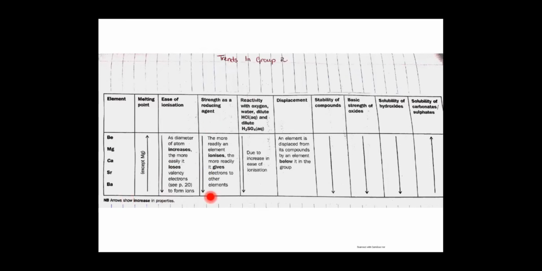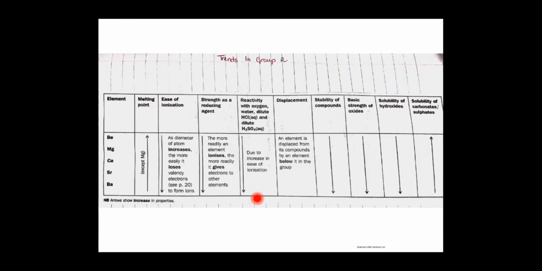Strength as a reducing agent is where it would pull out electrons from another compound or another element. It increases down the group as well, because the easier it is to form an ion, the stronger it is as a reducing agent. If it had to react with water, oxygen, or dilute acids, as the atom gets bigger, it's easier to react, so the reactivity increases as the atom is bigger.